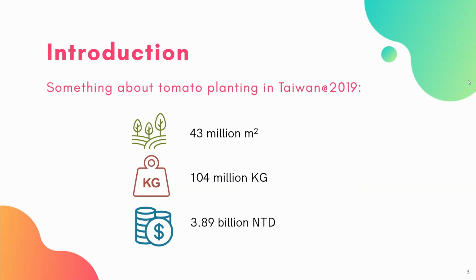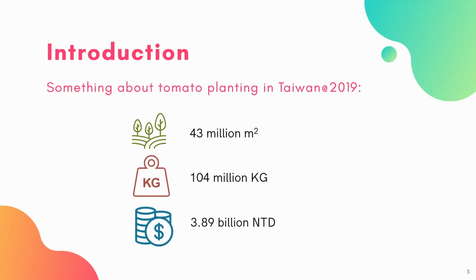In 2019, 40 million square meters of field were used to plant tomato in Taiwan, and 100 million kilograms of tomatoes were produced. And the output value of this tomato was about 4 billion NT dollars. Hence, tomato is a very important economic product for Taiwan's farmers.